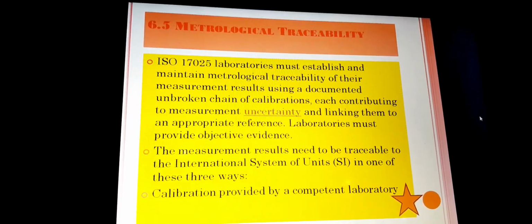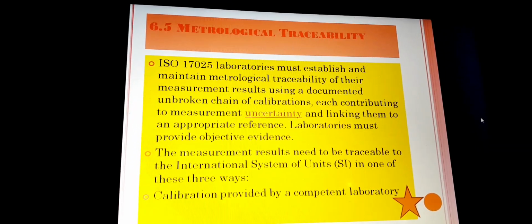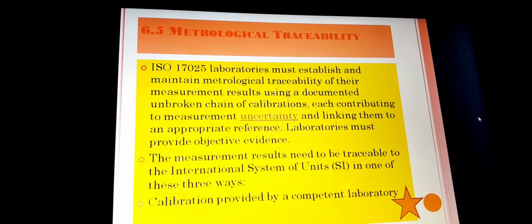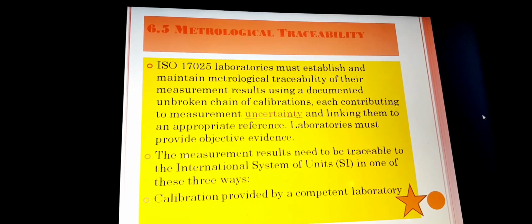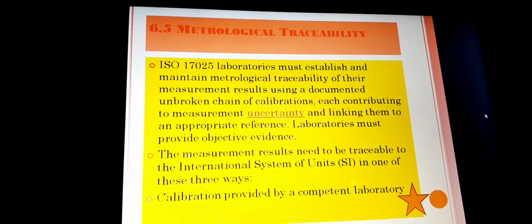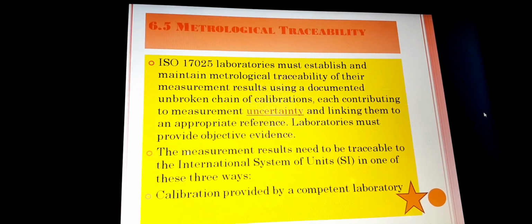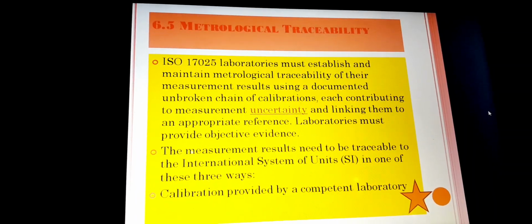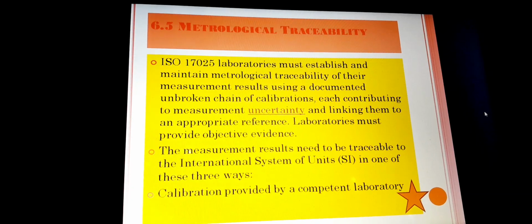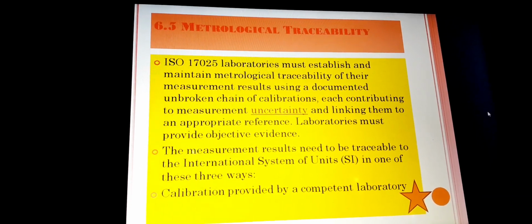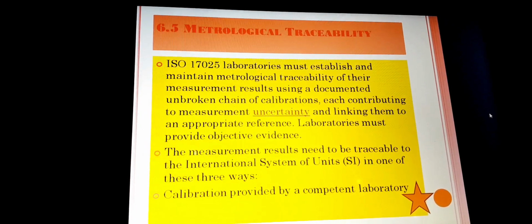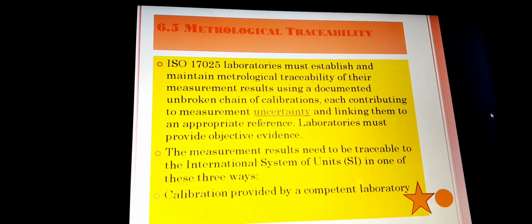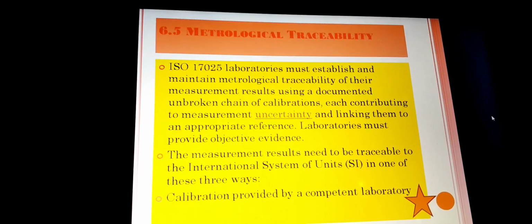Then we come to 6.5 metrological traceability, which has 3 sub-clauses. So one by one we will discuss it. 6.5 metrological traceability. In ISO 17025:2017, the laboratory must establish and maintain metrological traceability of their measurement results using a documented unbroken chain of calibrations, each contributing to the measurement uncertainty and linking them to an appropriate reference. And the laboratory must provide objective evidence also.